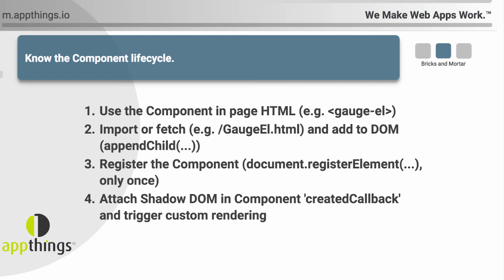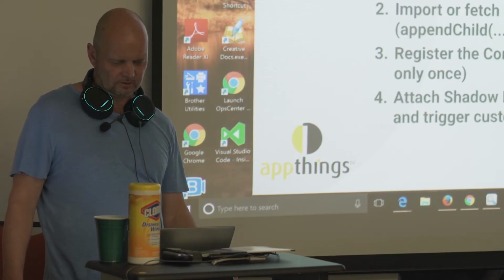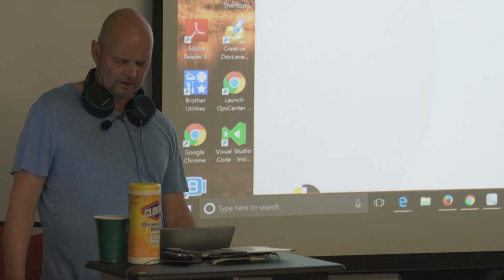So you have to make that call to tell it that it has to be registered. And then if you want, you attach the shadow DOM in the component created callback, from where on you trigger the custom rendering, the work. Let's see what we got here.